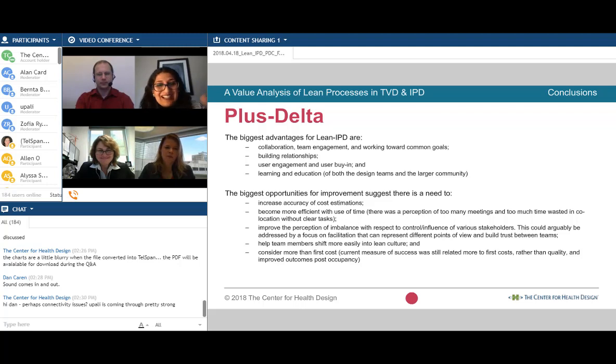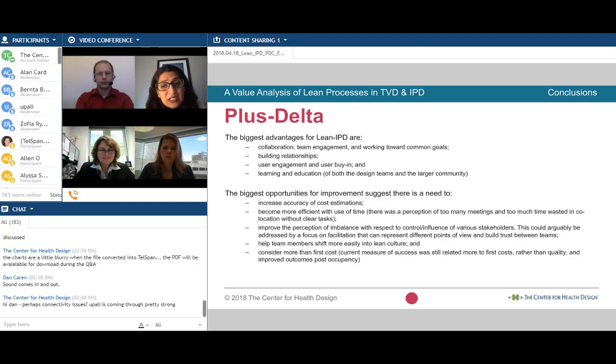In the plus deltas, the biggest advantages for Lean IPD are collaboration, working towards common goals, building relationships, user engagement, and very significantly learning and education of both the design teams and the larger community. Because remember, the hospital, as Bernita said, made sure there were local partnerships. So all of that knowledge has now transferred from national experts to local experts, right?